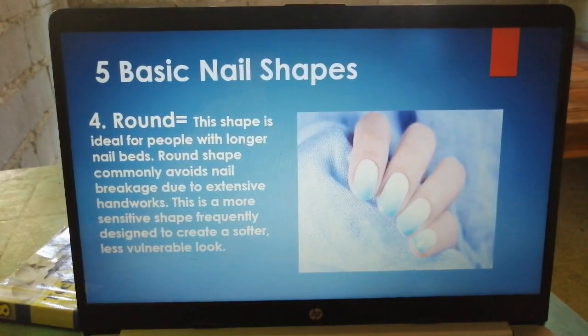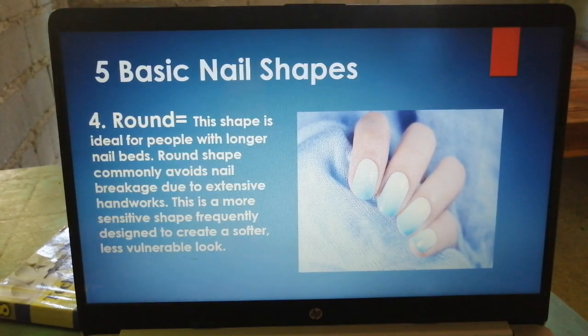Then next is round. This shape is ideal for people with longer nail beds. Round shape commonly avoids nail breakage due to extensive hard work. This is a more sensitive shape frequently designed to create a softer, less vulnerable look.